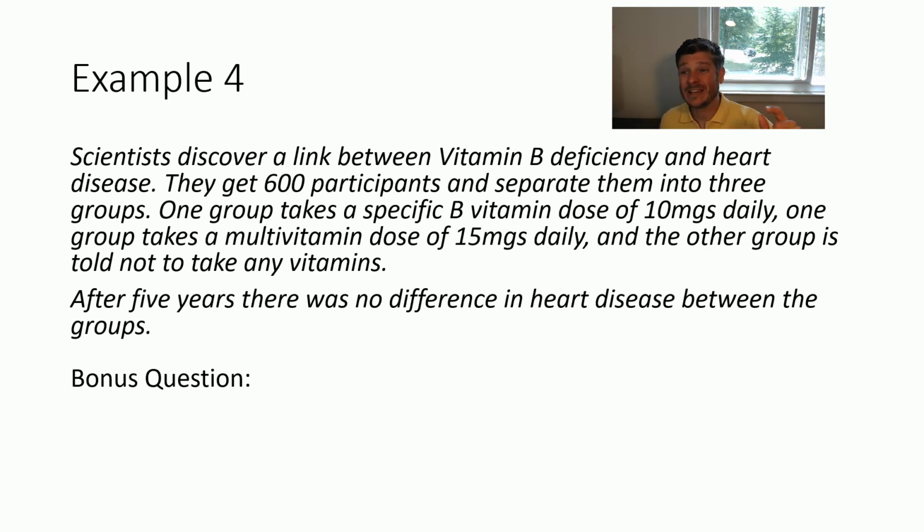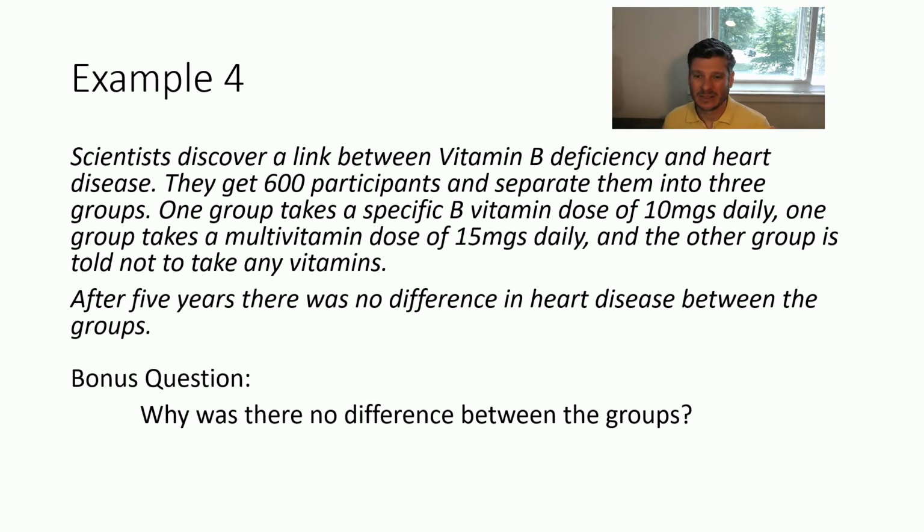So this is a real case here. We know for a fact there is a link between vitamin B deficiency and your likelihood of developing heart disease. The FDA ran a real study just like this, although it didn't even go 5 years because there was no difference between the groups. Why was there no difference between these groups? We know vitamin D is linked to heart disease, but when we gave people different doses of vitamin D, it didn't affect their probability of getting heart disease. So why not?